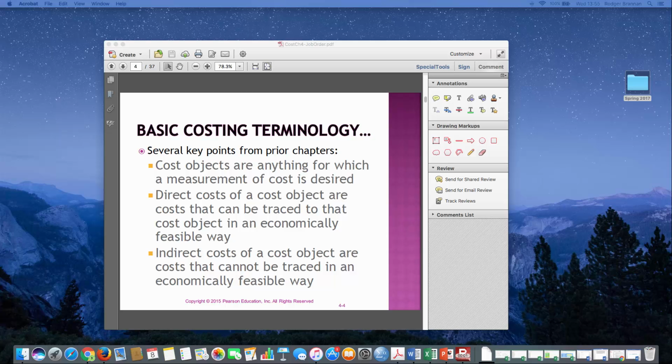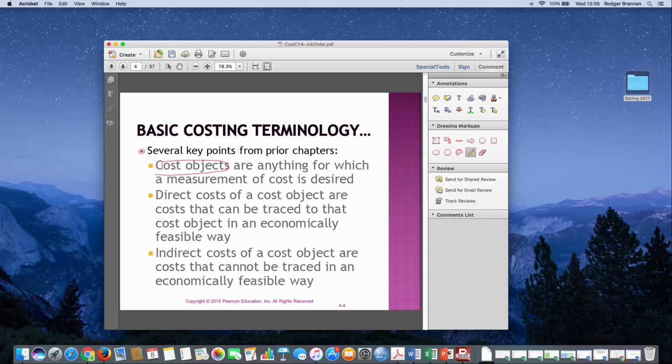All right, we're going to talk a little bit about some of the basics of job order costing. With job order costing, there are a couple of issues that you need to keep in mind. One is the issue of cost object. Generally, one of the distinctions made in job order costing is that the cost object is discrete, and that is, you can tell one cost object from another.